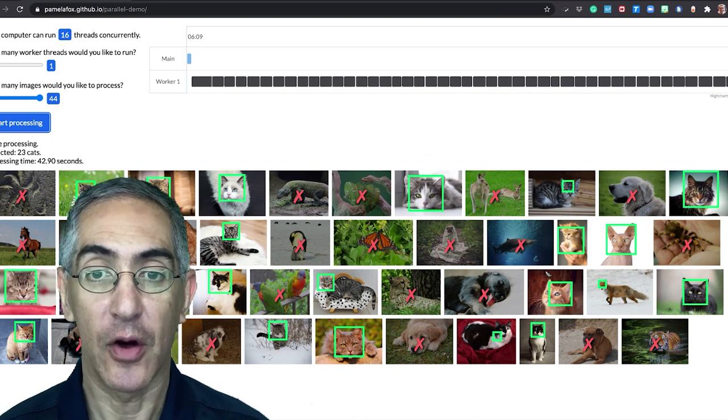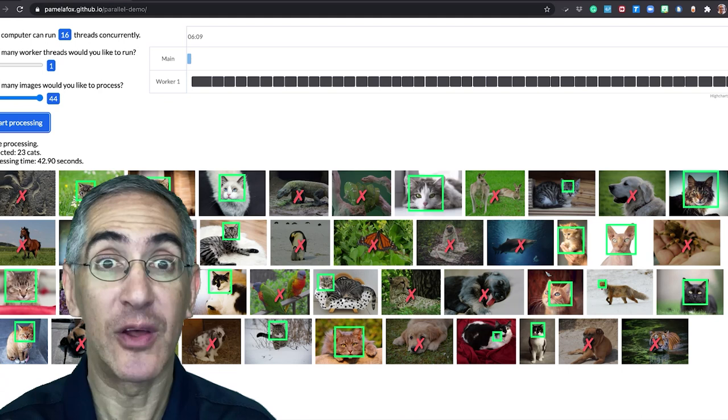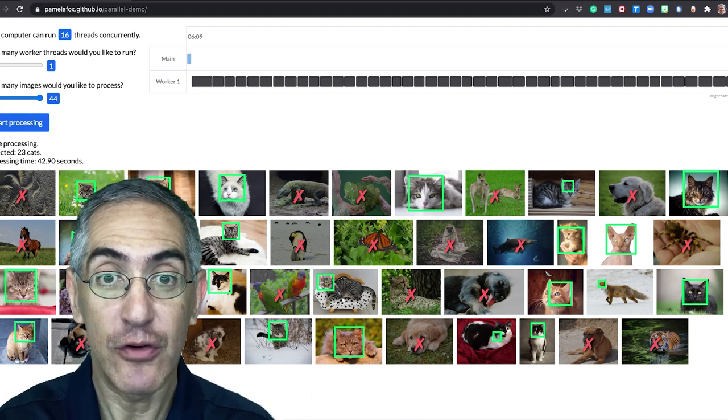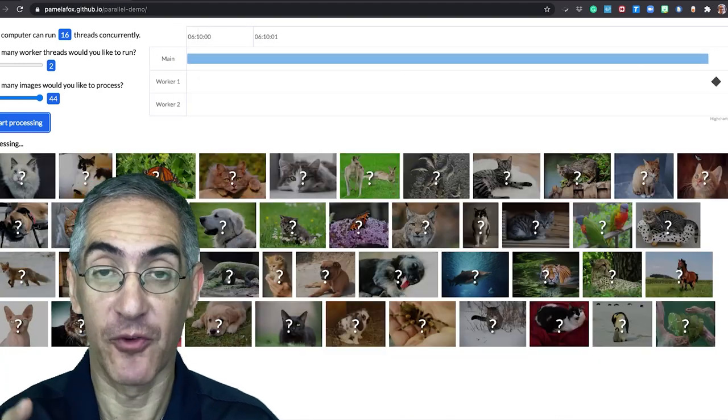Okay, how long is this taking? Okay, 42 seconds, about 43. Half of 43, I get 21.5. Okay, so let's now use two cores. Here we go. Okay, and now let's try it again. And we're going for 21.5.